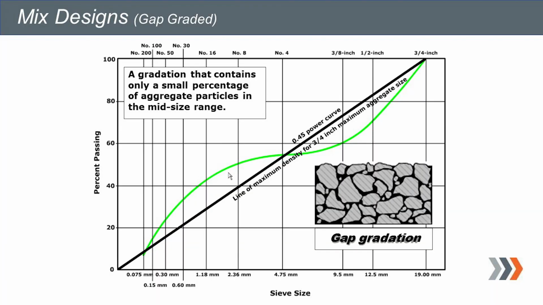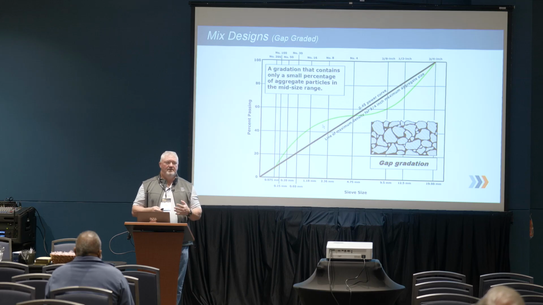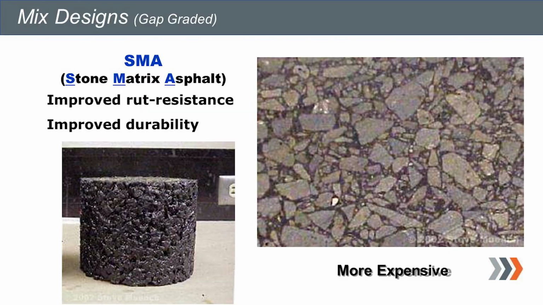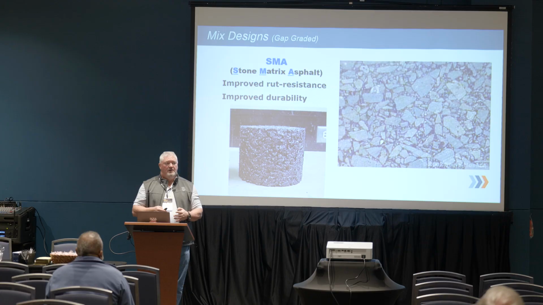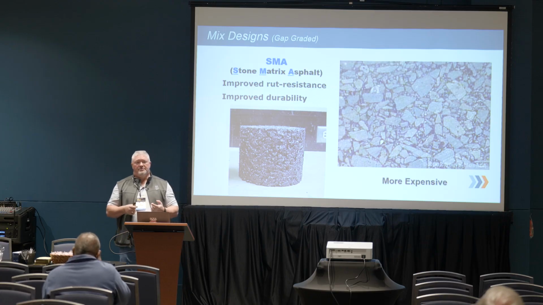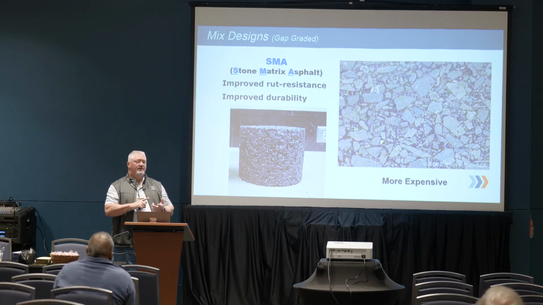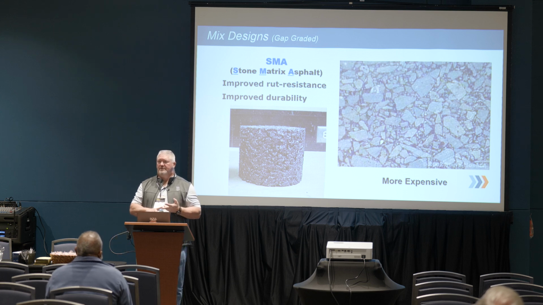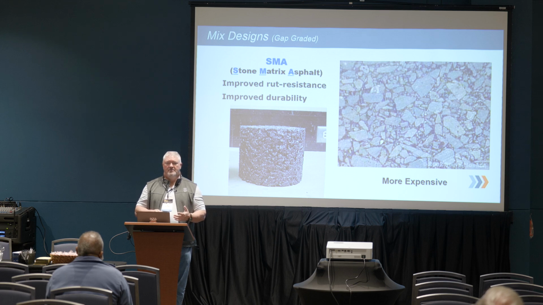This one here, our SMAs are gap graded. These are our expensive mixes. We got a lot of rock on rock content, nothing in the middle, and a lot of fines. Well, by doing so, we got to put some extra stuff in it. It's very rut resistant because of the structure of the aggregates in there. But it's very expensive because we're usually using some kind of a polymer modified or rubber modified asphalt with it, and putting some kind of fibers in there to help reduce that drain down or puddling of the oil.